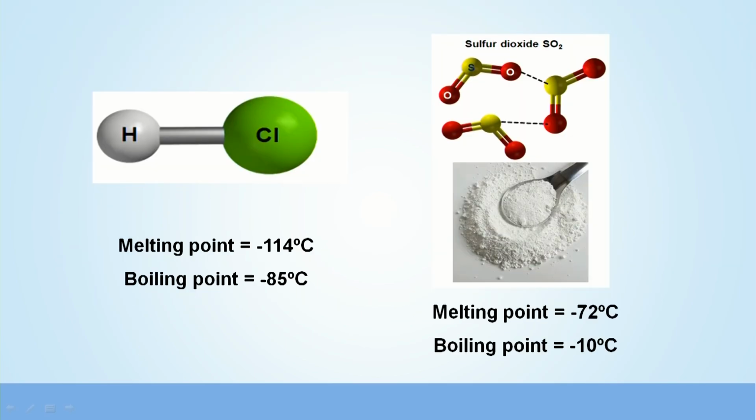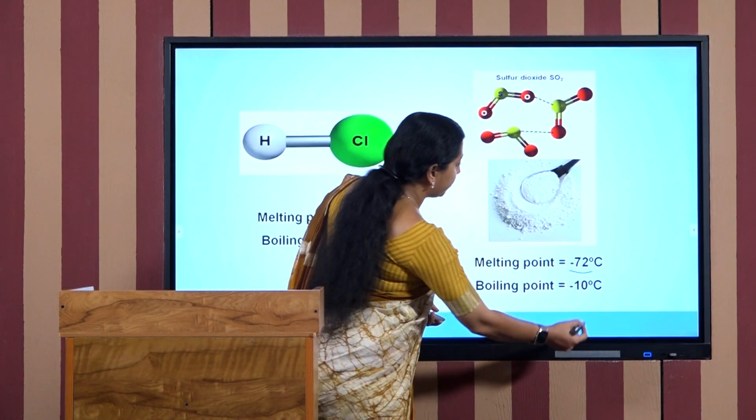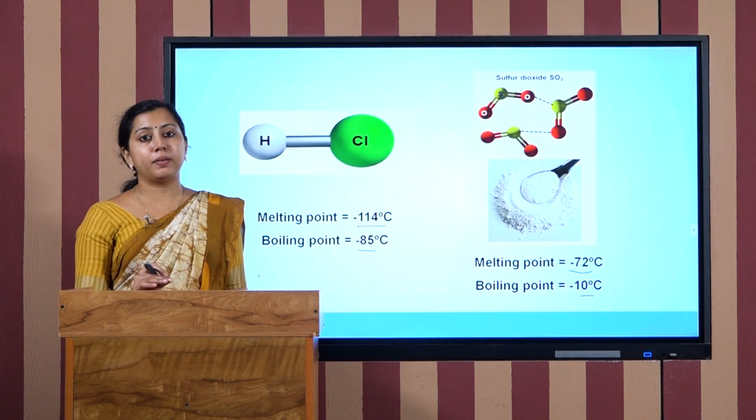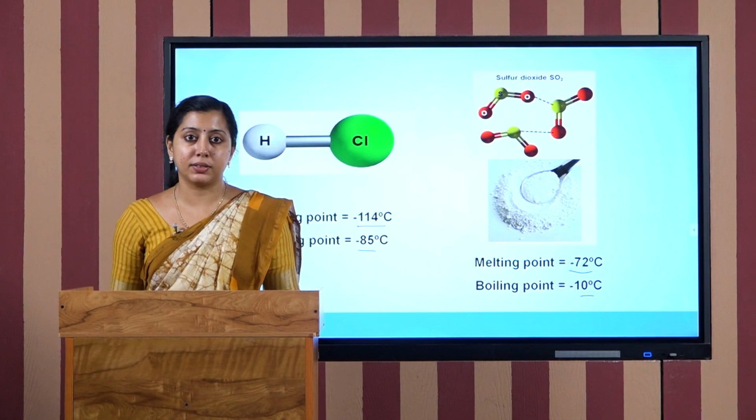For example, hydrogen chloride, which is a polar molecule, has a melting point of minus 114 degrees Celsius and a boiling point of minus 85 degrees Celsius. Similarly, sulfur dioxide in the solid state has a melting point of minus 72 degrees Celsius and a boiling point of minus 10 degrees Celsius. So, this is comparatively higher when compared with non-polar molecular solids.